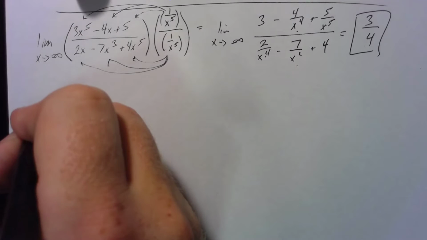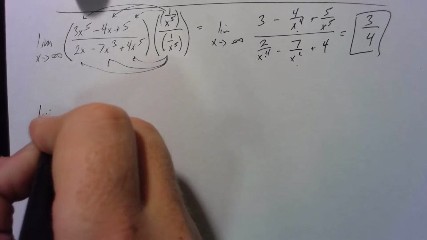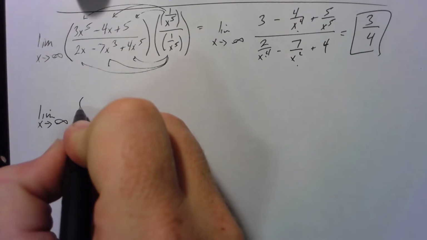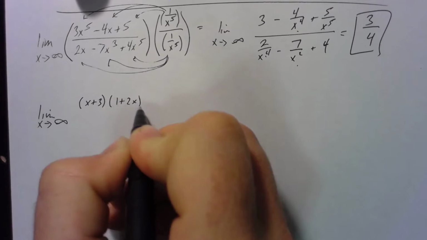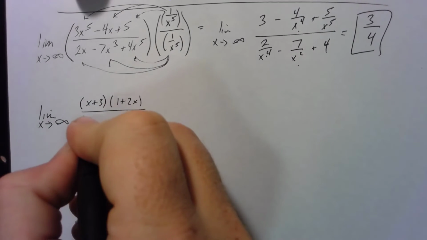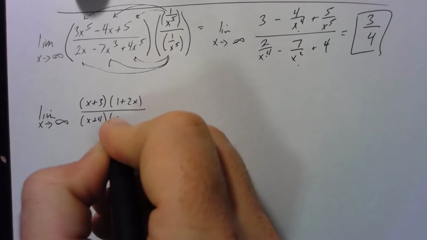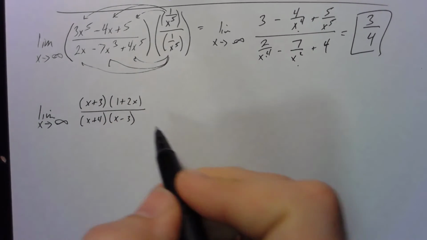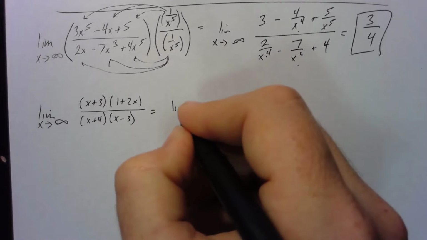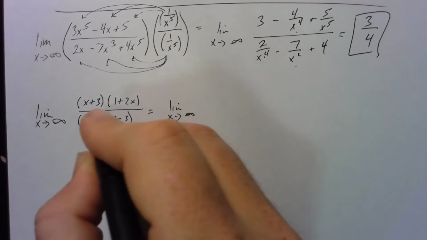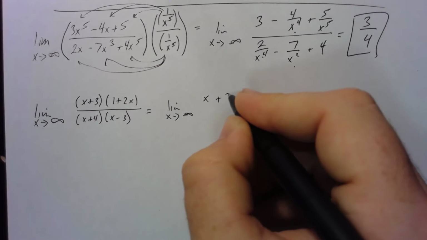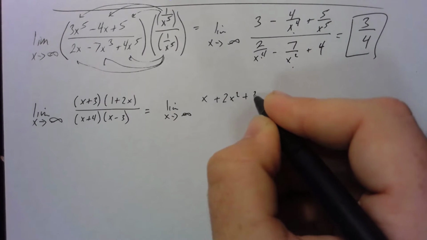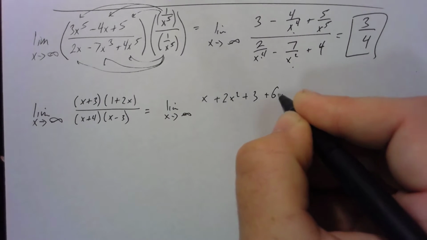The next example we're going to look at is an example such that it's not in general form, and it's not even in simplified form. We can't have it written out in the form that we wanted it. Now what we could do in this particular example is go ahead and multiply everything out, giving me the limit as x goes to infinity on top of x times 1, which is x, and then plus 2x squared, and then plus 3, and then plus 6x.